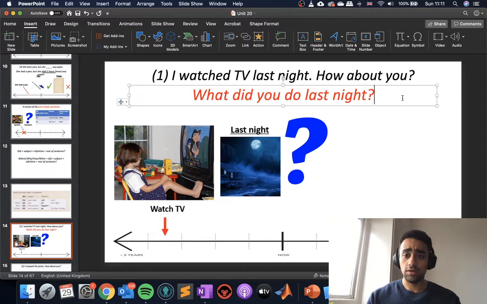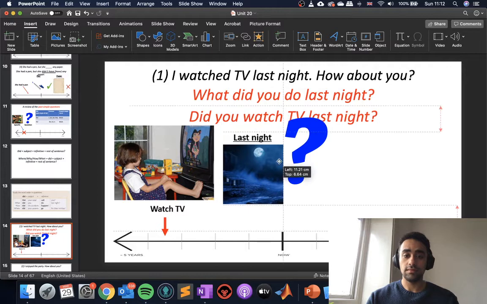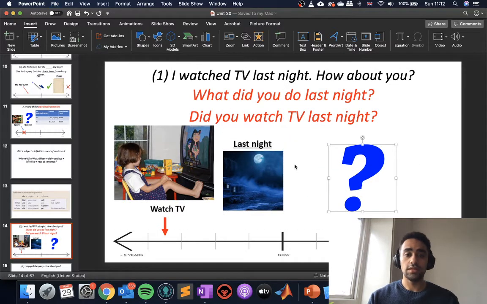Basically we can also ask a yes or no question. Did you watch TV last night? So here I watched TV. I want to know if the other person watched TV as well.